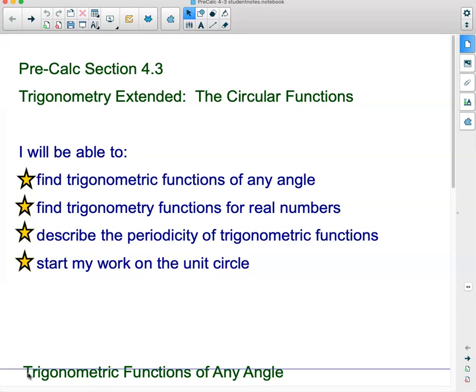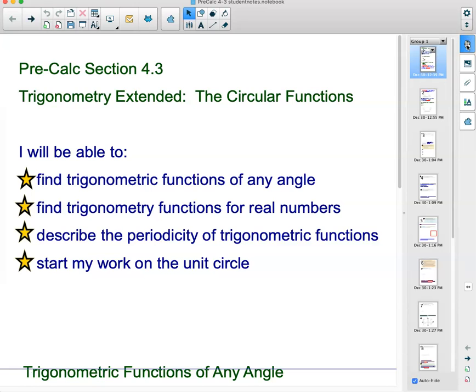We're going to find trigonometric functions of any angle. We're continuing on with that. We've already been doing that. Finding trigonometric functions for the real numbers. This, like I said, we might not get to describe the periodicity of trigonometric functions until tomorrow. And then starting our work on the unit circle, we've actually been doing that without knowing it. We are working on the unit circle.